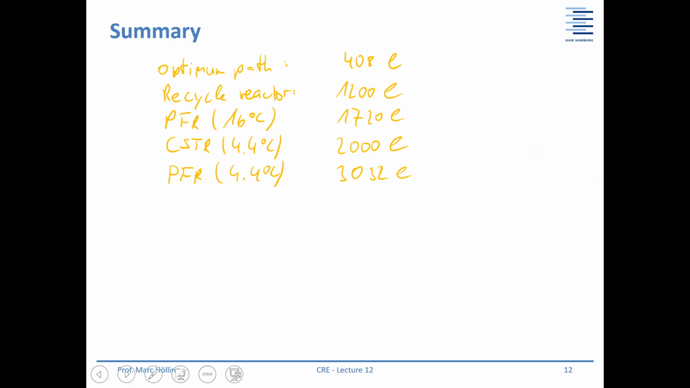So you can see that if temperature control is not a problem, then this one is good. And if you want to have it adiabatic, then you can see that it is quite a good idea to use a recycle reactor.